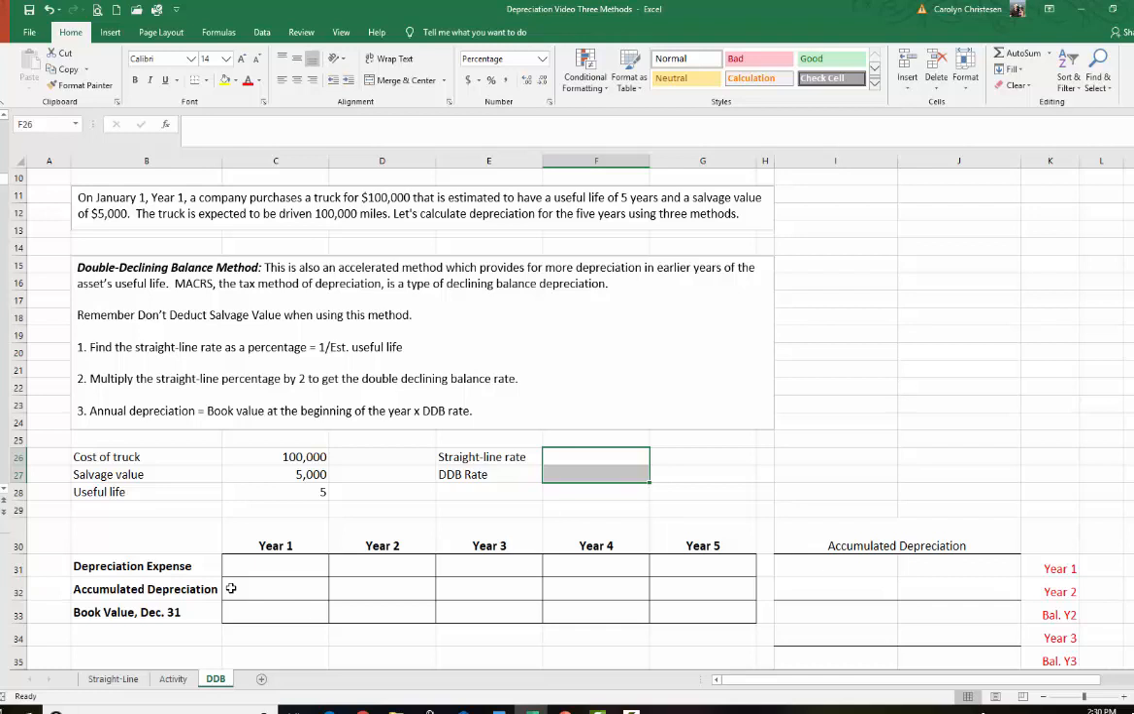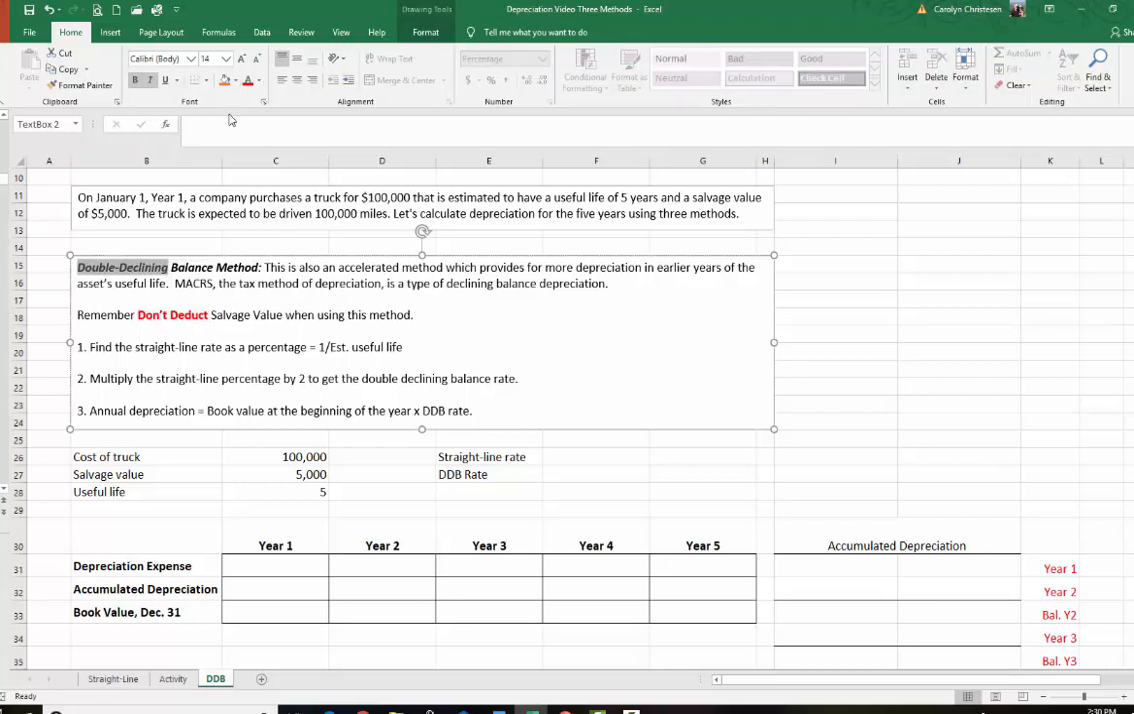So remember, double declining, don't deduct. Double declining, don't deduct salvage value. This is the only method that you don't subtract your salvage value or your residual value. You ignore it until you get to the end.